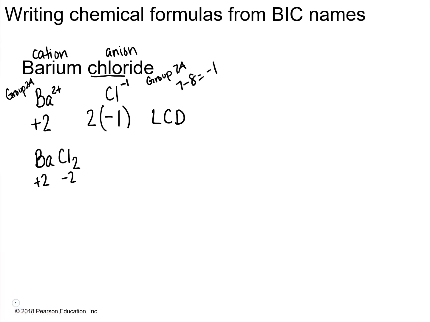The other way that you may see that done is simply by looking at the charge of the cation becomes the subscript for the anion. And the charge for the anion is the subscript for the cation. And since it's only one, we don't write the one in. It's doing the same thing. It's just that formally, you're finding the lowest common denominator. But that's just an easy trick and an easy pattern to follow.